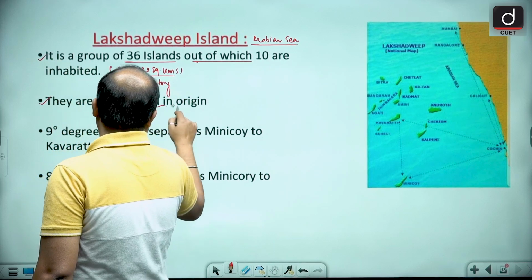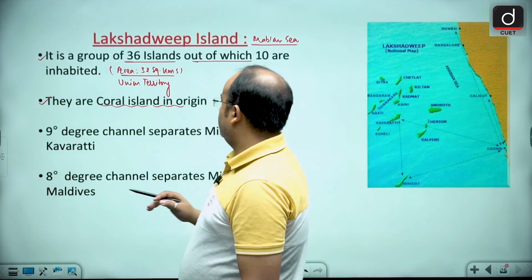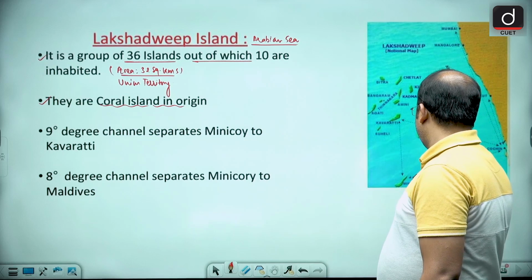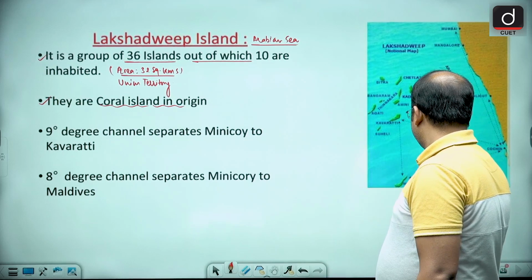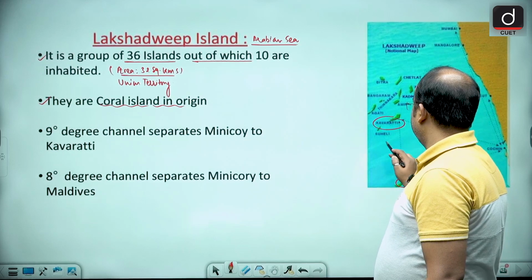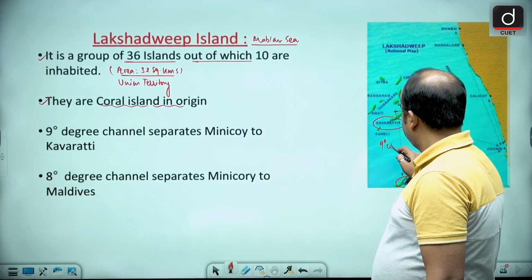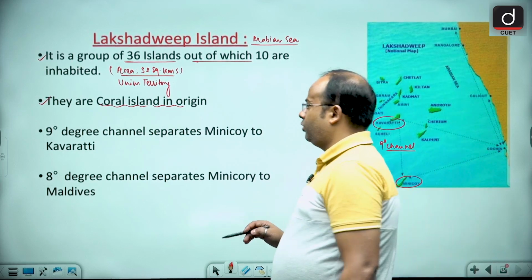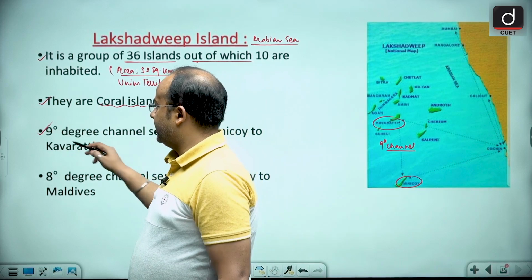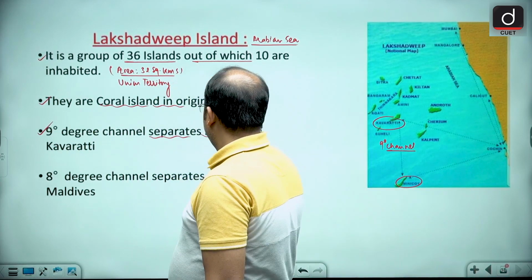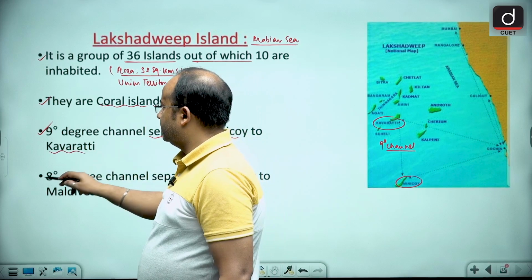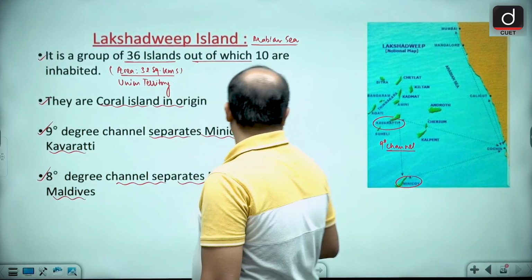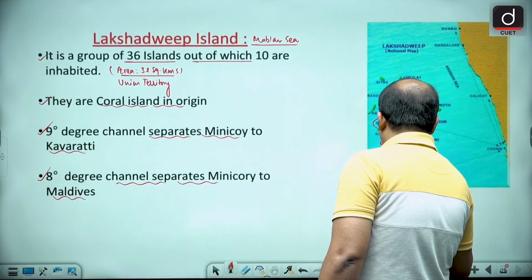So they are of coral origin, guys, and now you will see the 9-degree channel that separates Kavaratti from Minicoy. So this is Minicoy and this is Kavaratti. So the 9-degree channel separates Minicoy from Kavaratti, and the 8-degree channel separates Minicoy from Maldives. So on the south of Minicoy you will find Maldives.